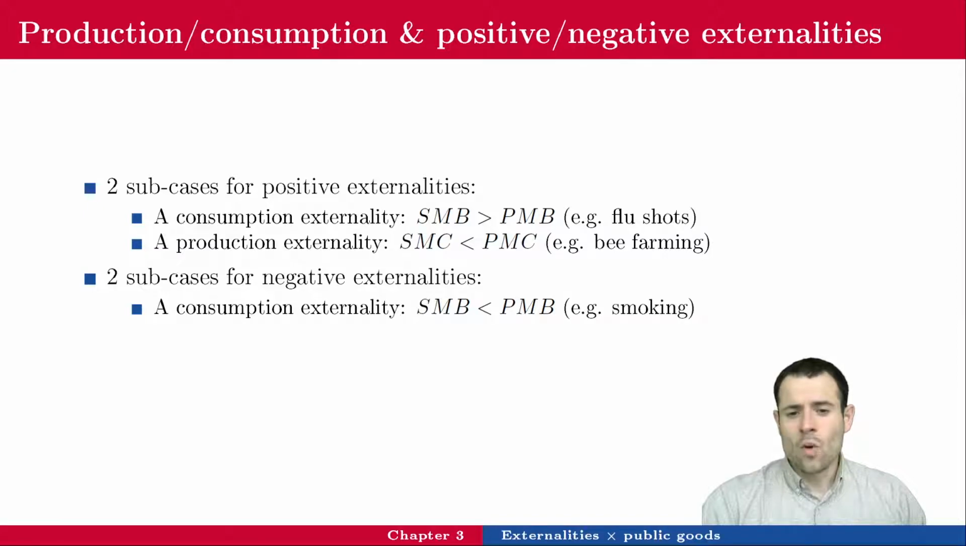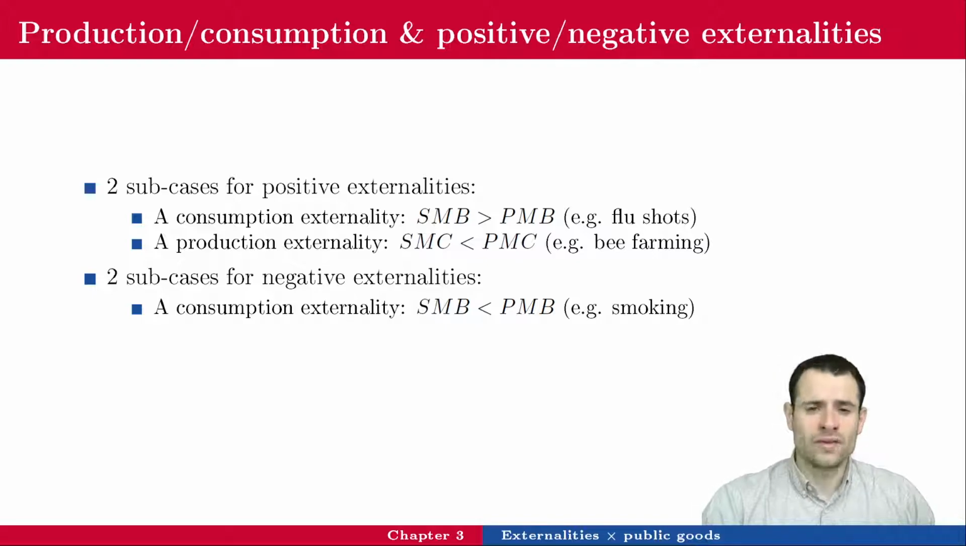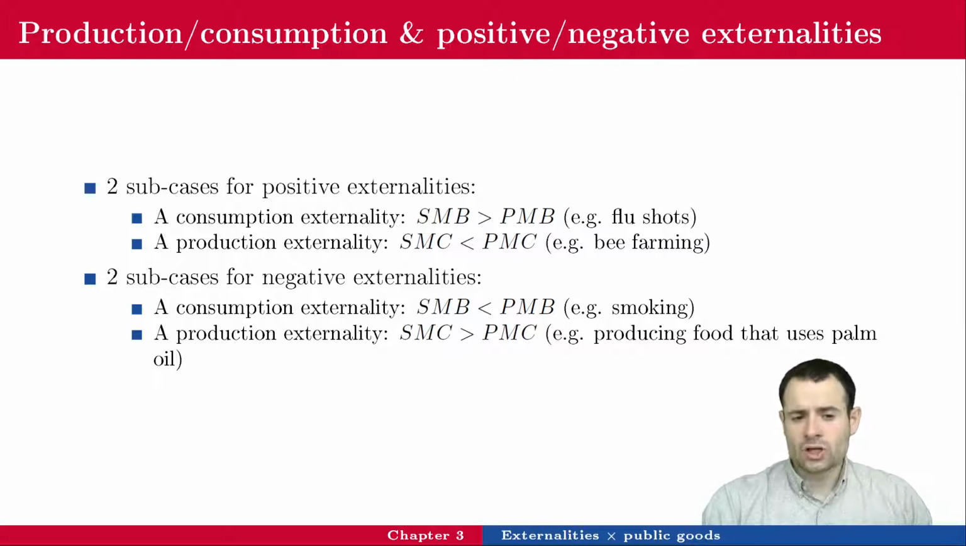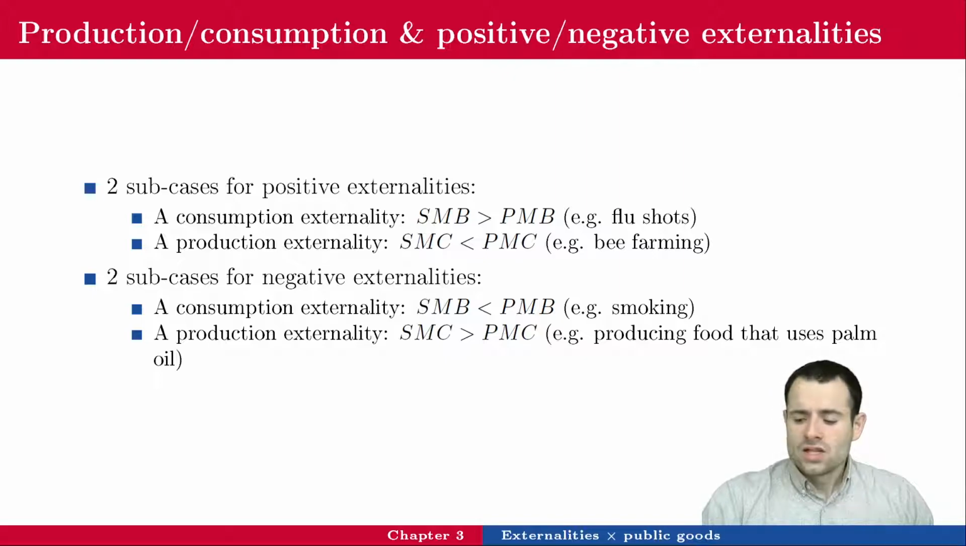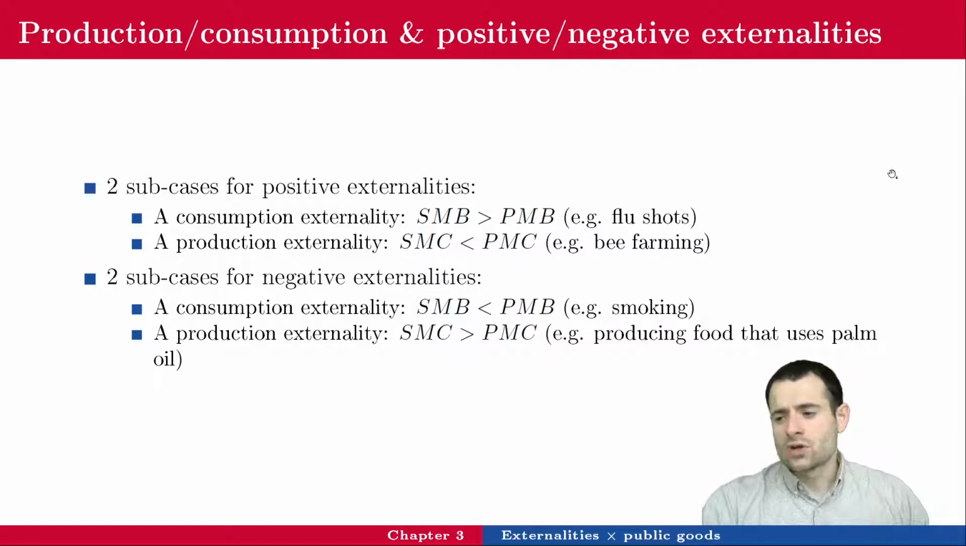A consumption externality when the social marginal benefit is lower. If you're a smoker, you get some utility from smoking, but if you add all the inconvenience that bystanders will experience, then the social marginal benefit will be lower than the private marginal benefit. And a production externality if the social marginal cost is higher than the private marginal cost. For instance, producing food that uses palm oil generates negative externalities because typically the culture of palm trees is done through massive deforestation of the Amazon, which endangers some animal species, which reduces the quality of the soil because of monoculture, and so on and so forth.